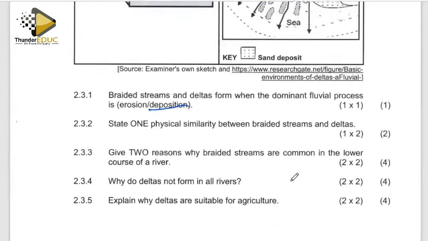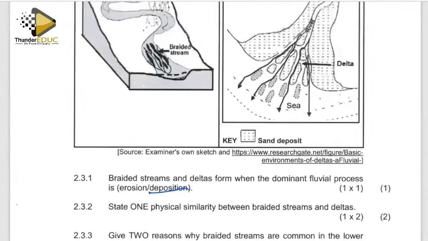Right, one physical similarity. How are they similar, those two? What are the physical similarities between deltas and braided streams? Right, if we check there, let's look at the diagram. Right, this is a delta. We are seeing this area here and this area here. What are the similarities? We can note that the similarities that we tend to find, we have multiple channels.